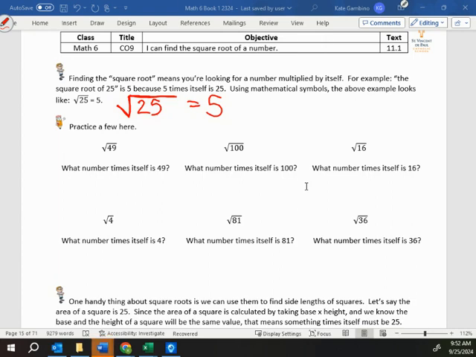So if we look at the first practice one, it says the square root of 49. Who knows their math facts? Who can tell me what the square root of 49 is? Bridget? 7. Because we know 7 times 7 is 49.